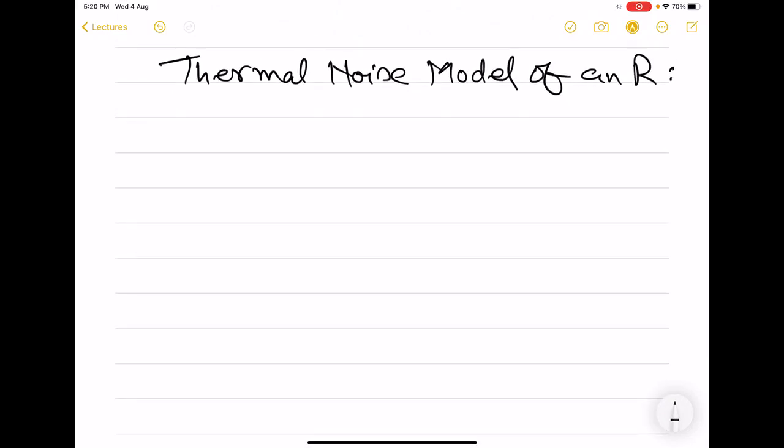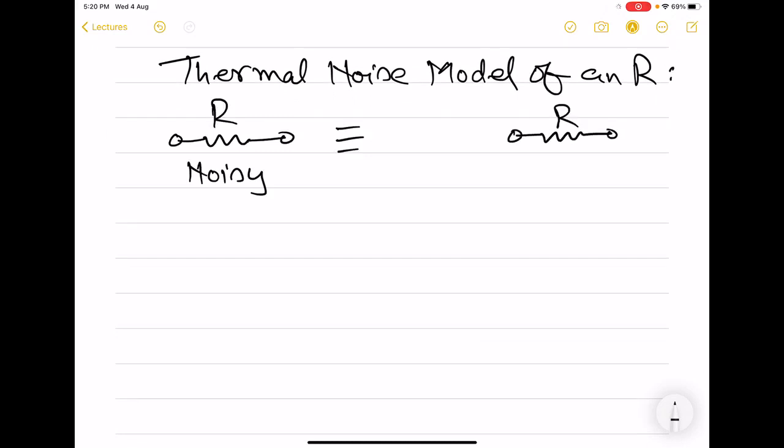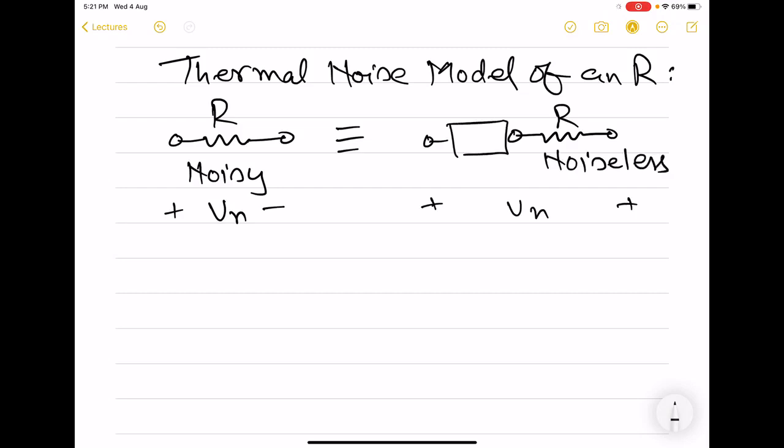So what does it mean? It means that we have a noisy resistor here, and we want to substitute it by a noiseless resistor of the same value and maybe something else, so that the noise voltage that we see across this resistor is the same as the noise voltage that we see across these two terminals. So here this is noiseless. The question is, what shall we put here in this box?